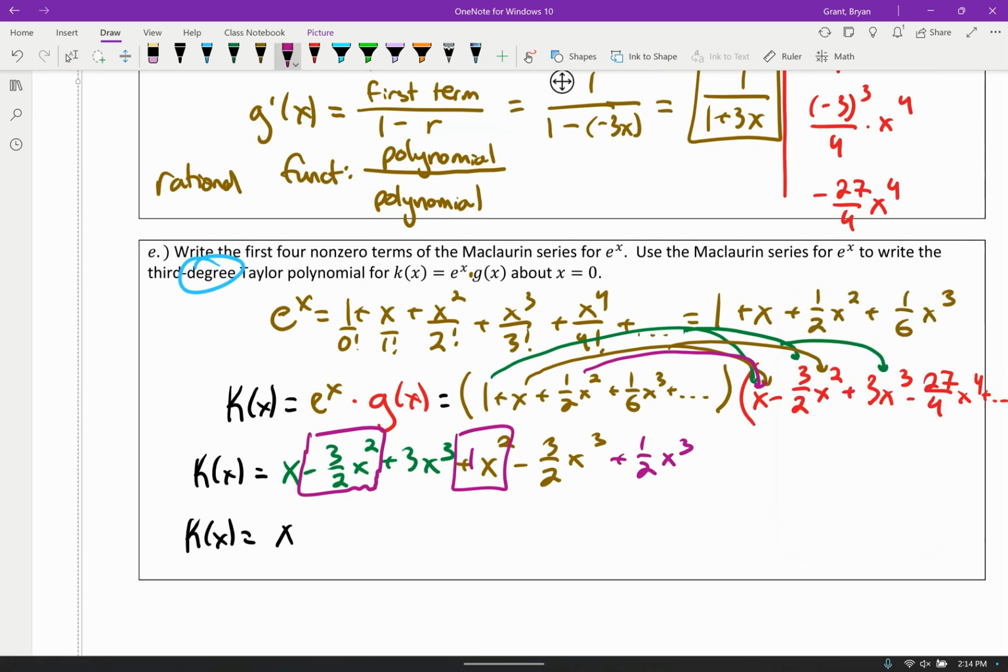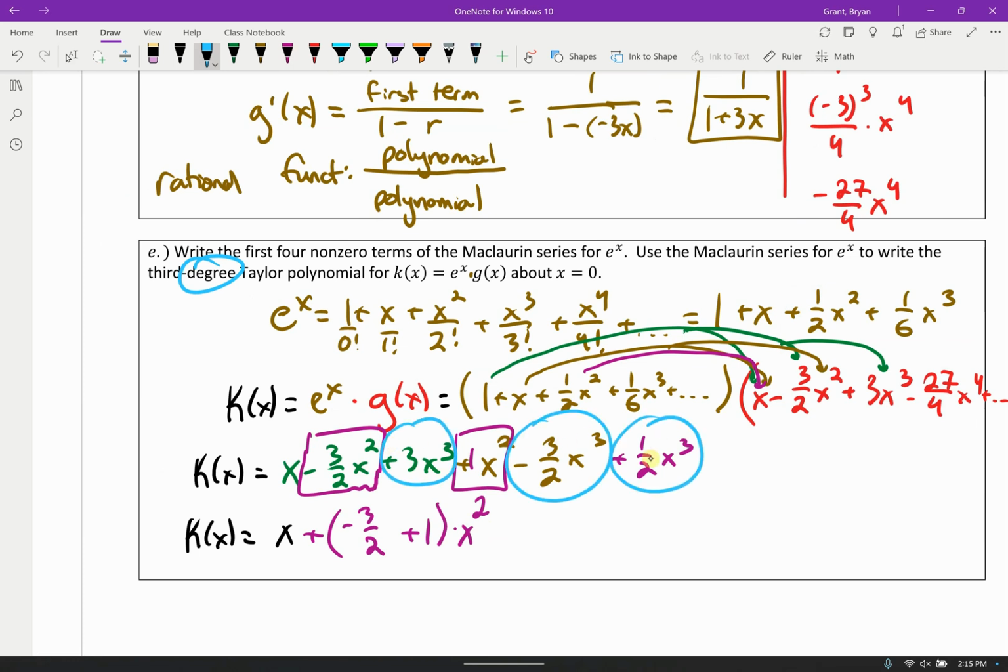So the really fast, easy way to do it is always put a plus, and then put parentheses, and put your coefficients. Minus 3 halves plus 1, and say that's the coefficient for x squared. Let's try one more. We have 3x cubed, negative 3 halves, and 1 half. So we could say that's going to be 3 minus 3 halves plus 1 half, and then x cubed. And that's it, you're done. So that is definitely allowed.